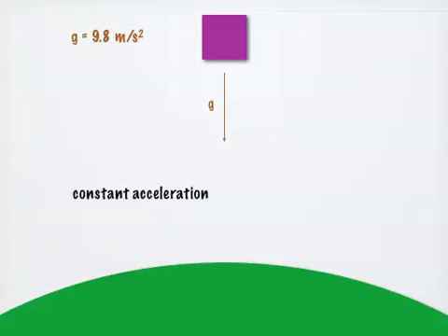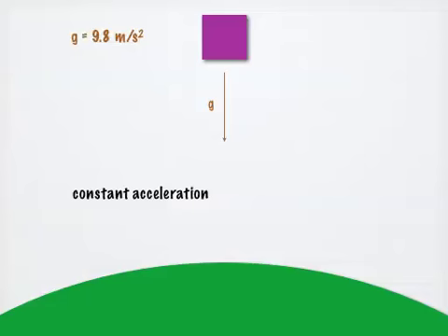Near the surface of the Earth, the magnitude of acceleration due to gravity, which we will call g, has been measured at 9.8 meters per second squared. This acceleration is approximately constant when the distance an object falls is much smaller than the radius of the Earth.